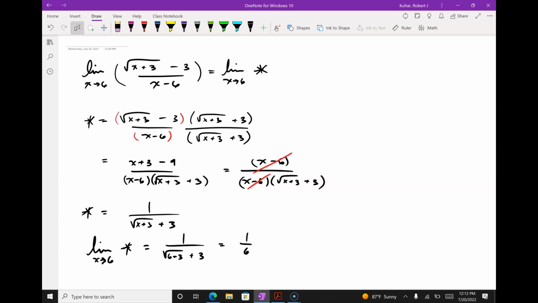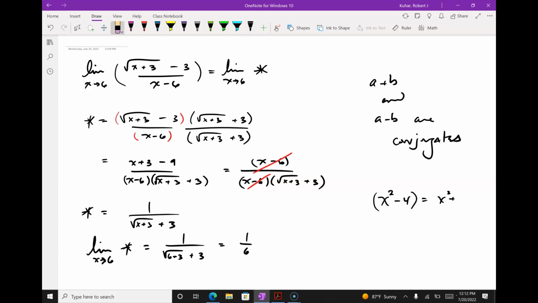Yes, question, Ethan. Not that I don't know what the conjugate is, but I'm just not familiar with the actual term itself. What does the conjugate actually mean? Yeah, so a plus b and a minus b are conjugates. We did them a while ago when we had something like x squared minus 4 and we had to factor it and we got x plus 2, x minus 2. You remember doing that? Yeah.